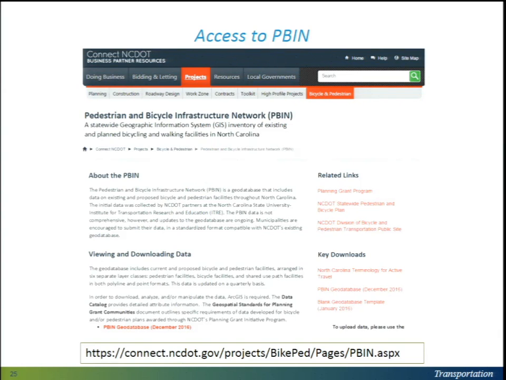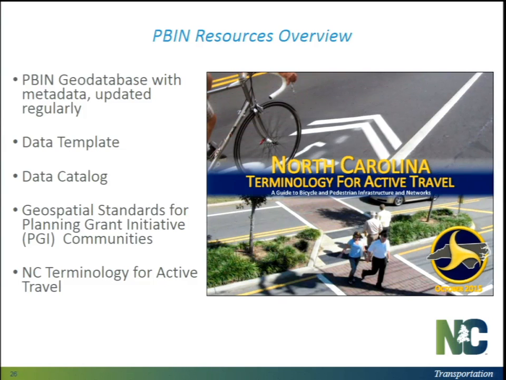Accessing the PBIN, it's on the Connect page, and there it is. So you can go there and read about it. You can download a bunch of documents, which are these. The PBIN geodatabase, with metadata that we update about quarterly right now, and you can download the whole geodatabase. You can download a geodatabase template, which is a blank template that can be used for someone to download, populate, and then send to us so we can append it to our geodatabase. The data catalog that I mentioned earlier, and then the geospatial standards for planning grant communities that map all those planning grants that I just showed you.